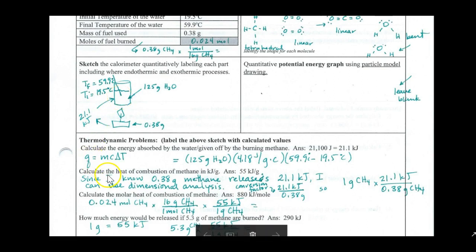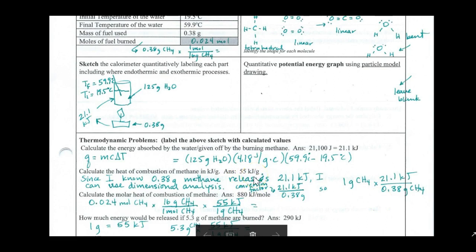So that tells me that 0.38 grams of methane releases 21.1 kilojoules of energy. I can use dimensional analysis. So if I know that 0.38 grams release 21.1 kilojoules, I can make that into a conversion factor and can determine then what 1 gram is going to be. So 1 gram of CH4 is multiplied then by that conversion factor so that they cancel out, and my answer is 55 kilojoules per gram.